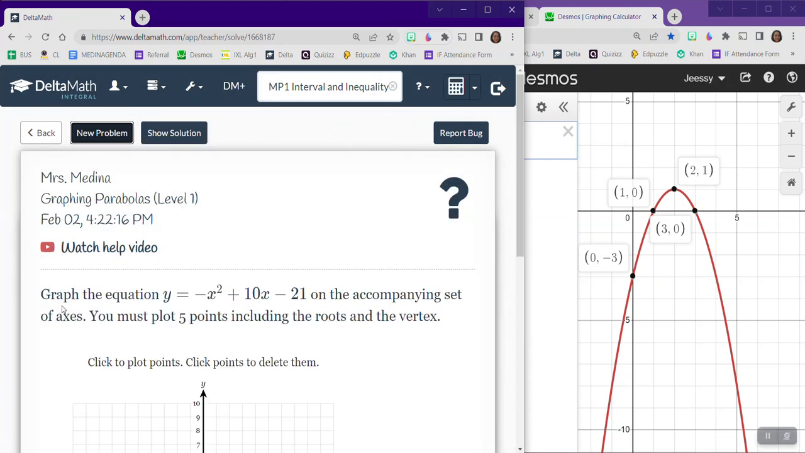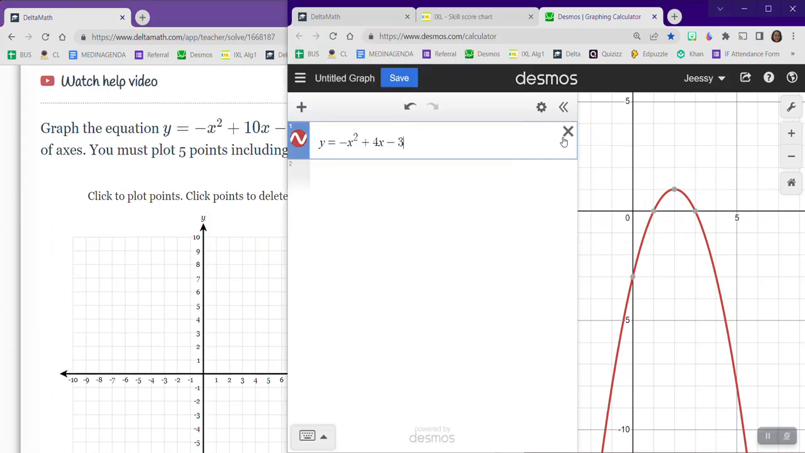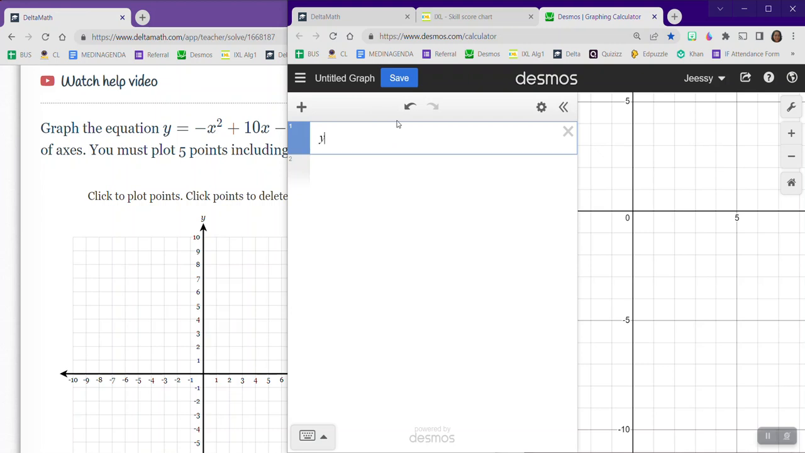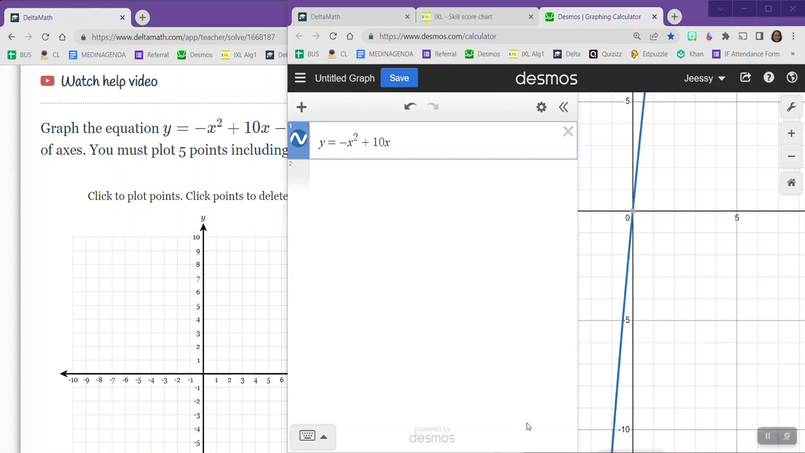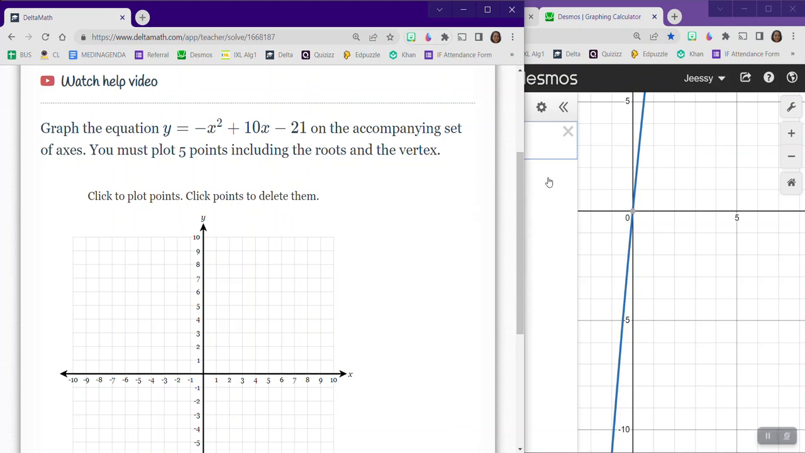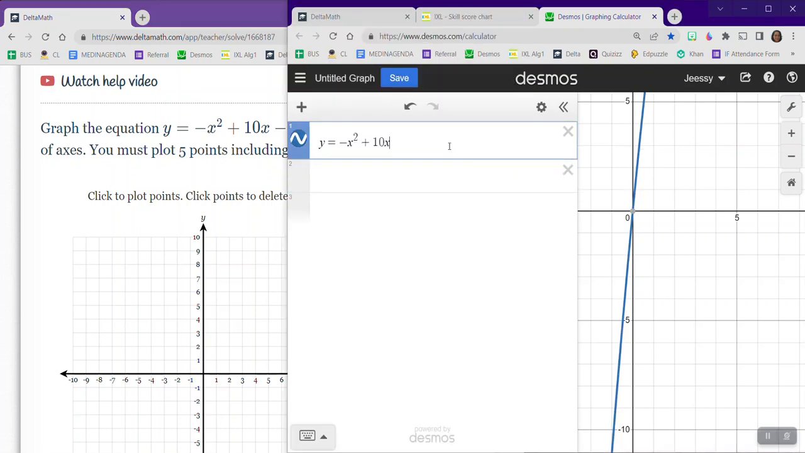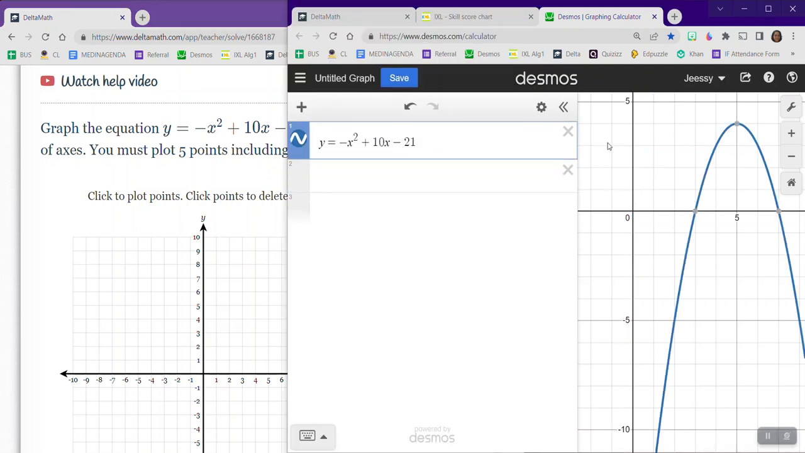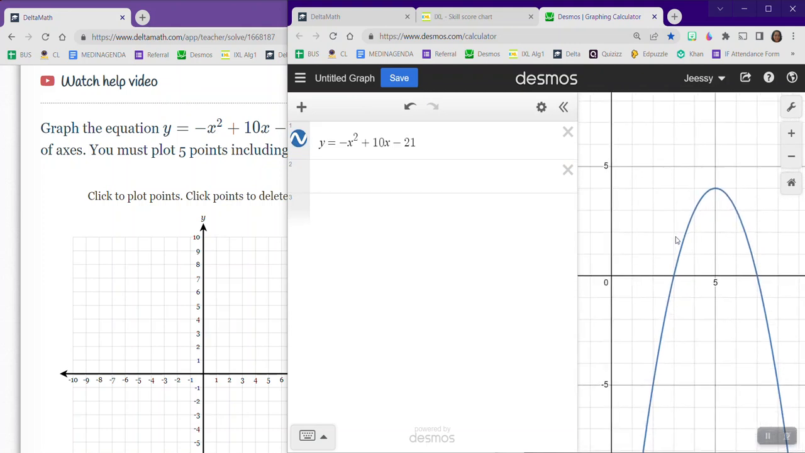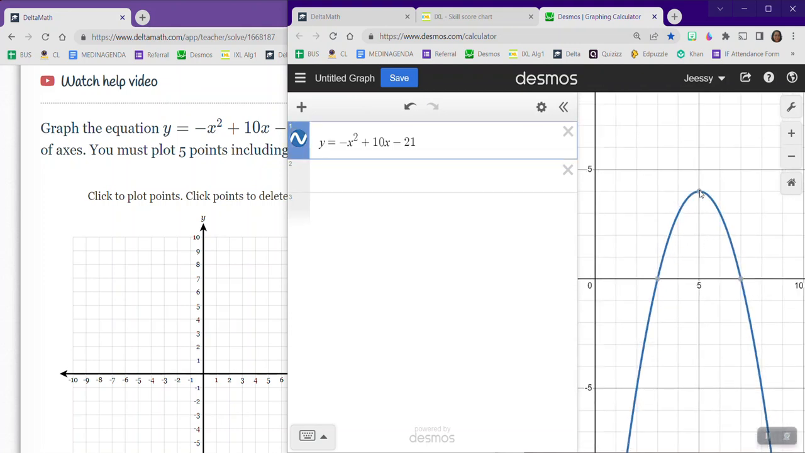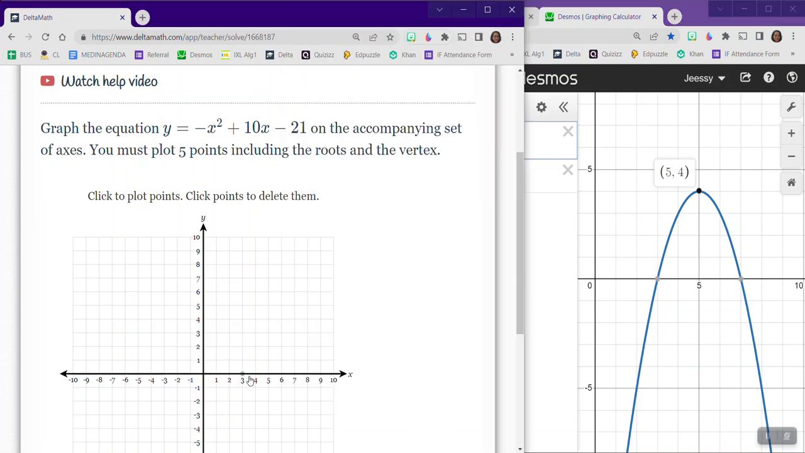Okay, new problem. Y equals negative x squared plus 10x minus 21. So then you want to reorganize this so you can get the information. So this is the vertex 5, 4. So you want to go back here, 2, 3, 4, 5, 4.